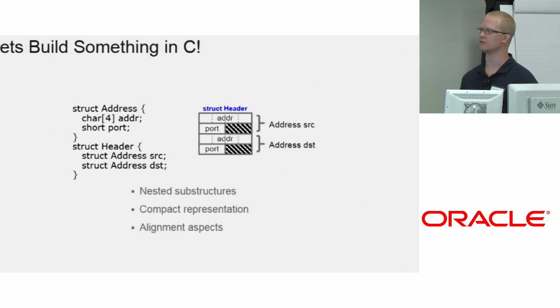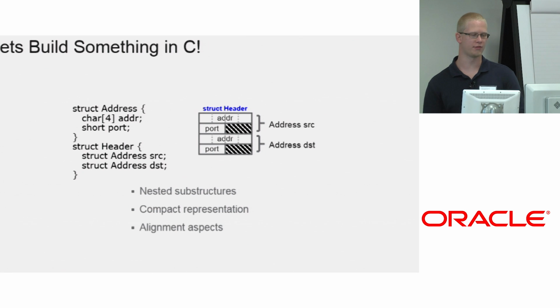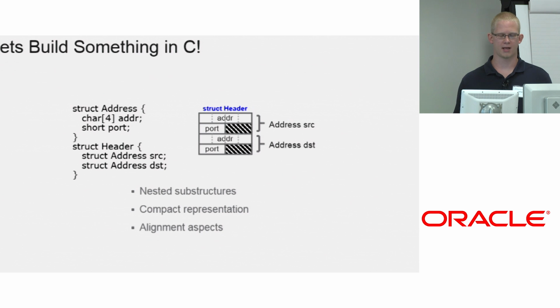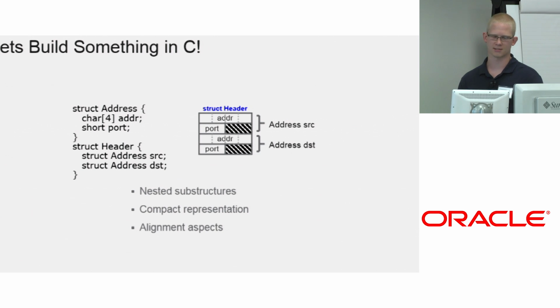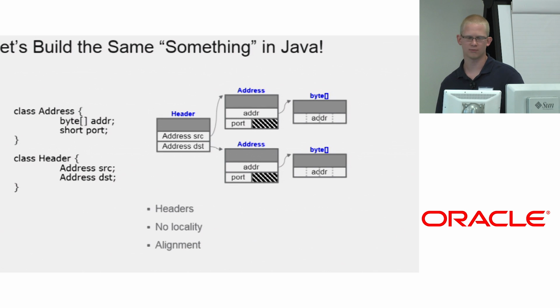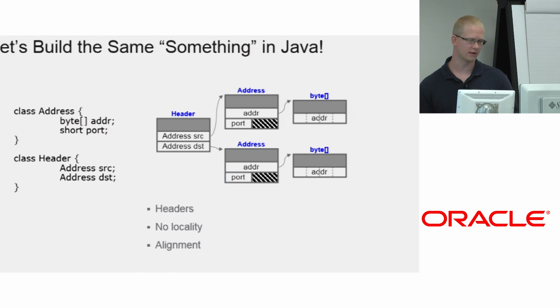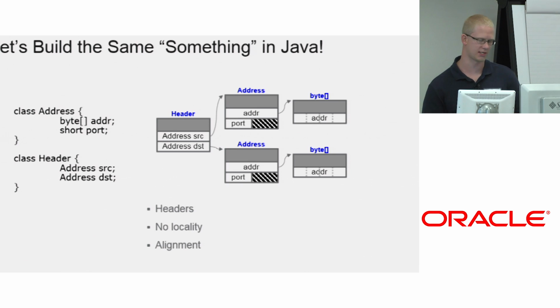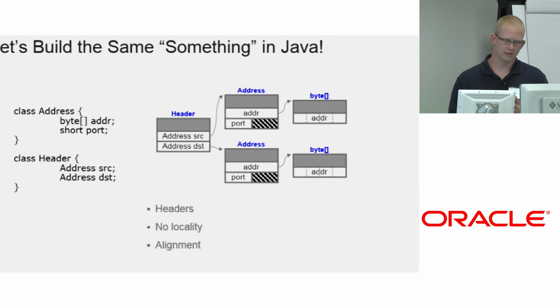So if we wanted to build something in C, going back to my address and header example, we'd expect something that looks kind of like this. It's got a number of good things going on here. It's got the nested substructures, it's compact, there's no headers, and it's got good alignment for getting access to the data. So if I wanted to build this same thing in Java, we're back to Java is all about memory. I've now got headers again. I'm now chasing pointers. I've got no locality. I've got no guarantees that these things are close together. Something has to give here if we want to be able to get back to that nice native structure.